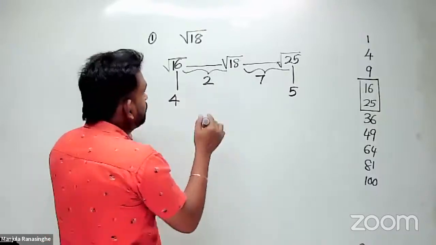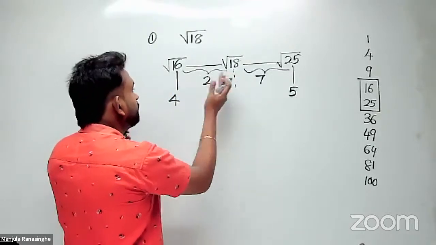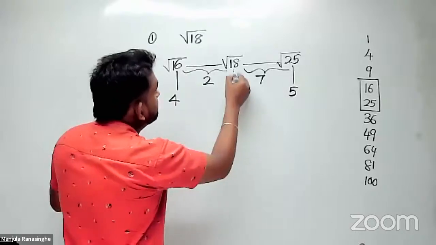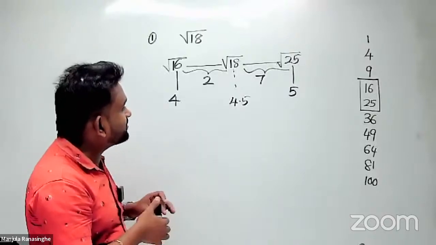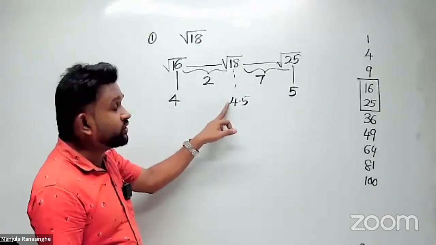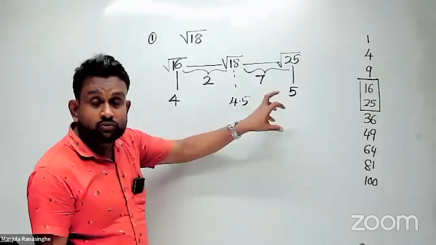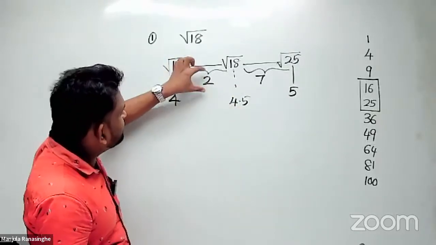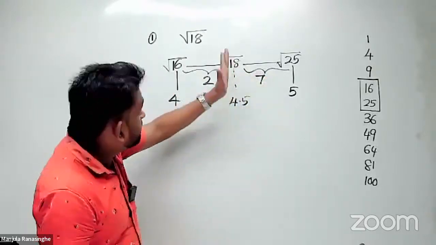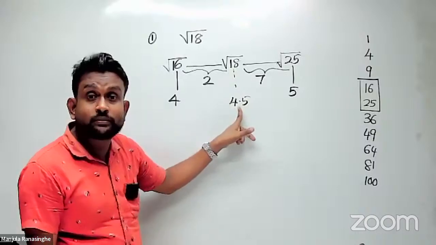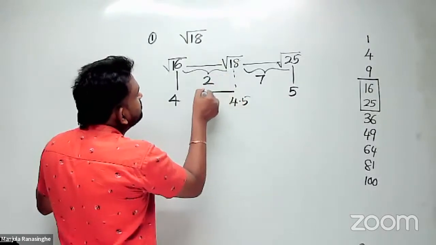Now we consider which number 18 is closer to, 4 or 5. We know the exact middle of 4 and 5 is 4.5. Now we check what the answer would be: from 4 to 4.5 we have 4.1, 4.2, 4.3, 4.4, and from 4.5 to 5, 4.6, 4.7, 4.8, 4.9. So you choose by considering the gaps. Here the gap is 2, here the gap is 7. If the gaps were the same, we could choose the middle value 4.5. But you see the lesser gap is on this side.